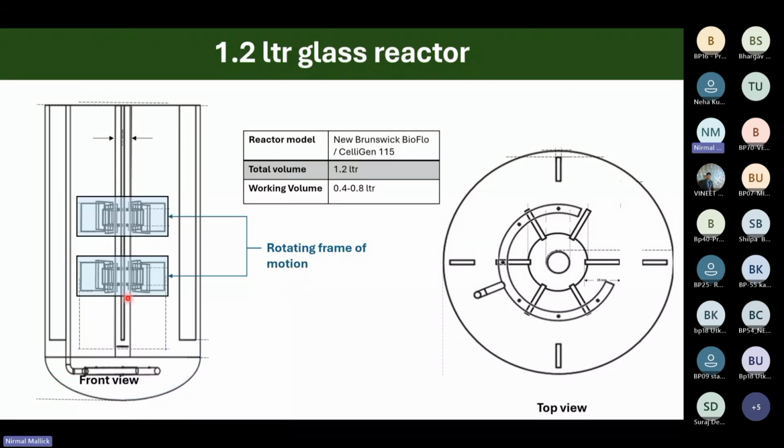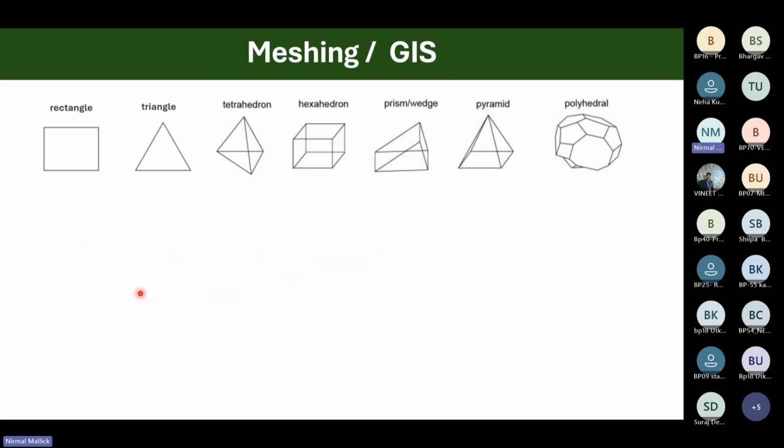So there are some imaginary bodies that are drawn inside the fluid zone. Okay, so next comes the meshing. Coming to the meshing part, you can have this type of meshing, like the rectangle and the triangular mesh. These are the meshes you basically use for 2D geometry. When it comes to three-dimensional geometry, you have tetrahedral, hexahedral, prism, pyramid, and polyhedral geometries.